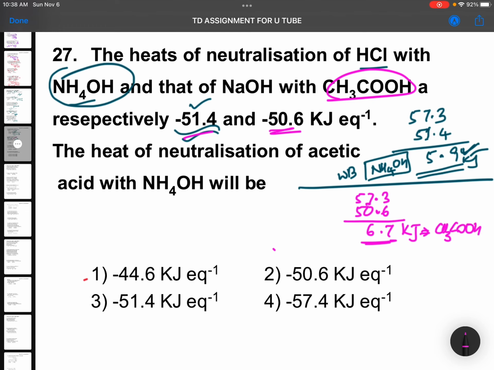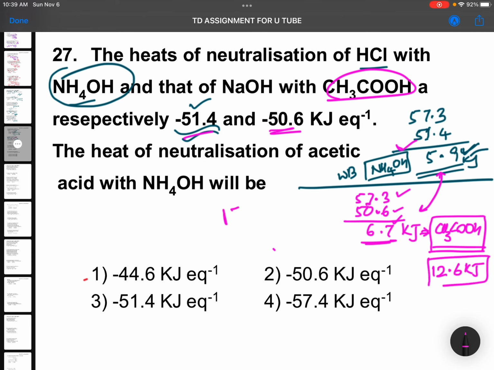If both are strong, how much do we need to get? 57.3. Now if one is weak, we are getting 50.6. So this amount of energy is utilized for the dissociation of the weak acid. Now add these two. This is for weak base dissociation, this is for weak acid dissociation. So this becomes 12.6 kilojoules wasted for both of them.